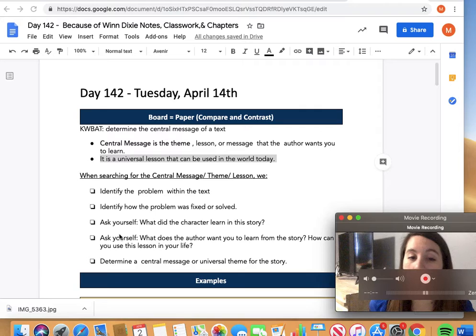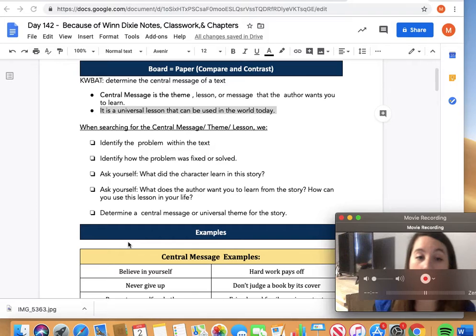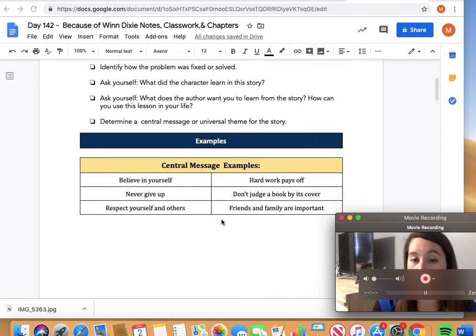Ask yourself, what did the character learn in this story? If you can ask yourself what the character learned, you can then flip that into a central message that can apply to everyone. Then ask yourself, what did the author want you to learn from the story? How can you use this lesson in your life? So that's the next step. And finally, you put it all together and determine what the central message or theme of the story is.